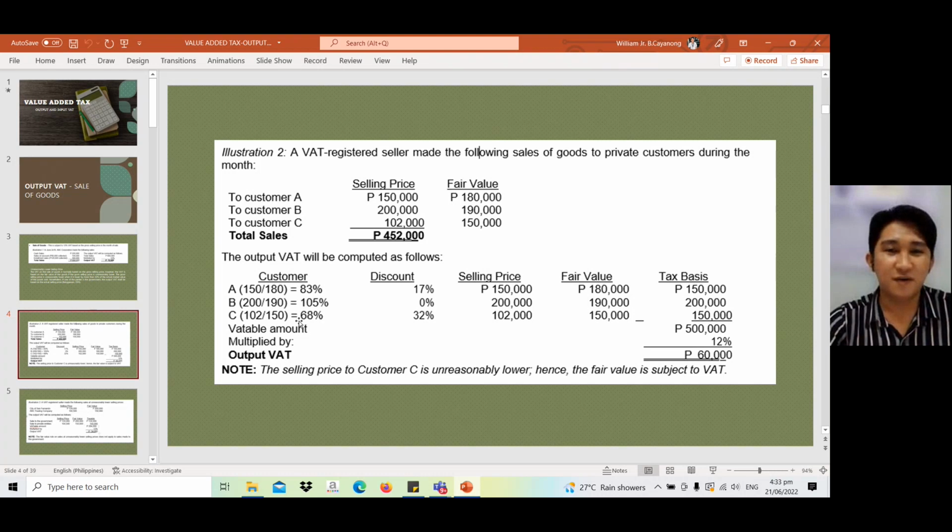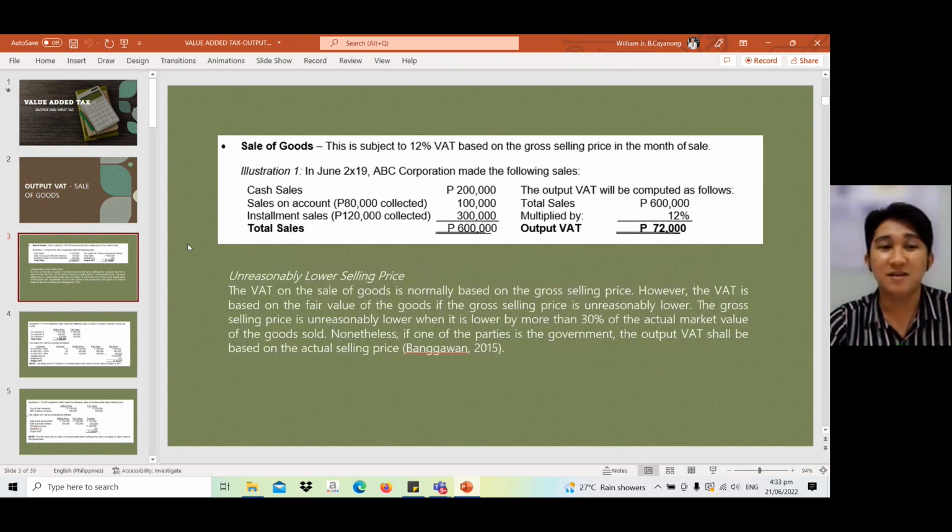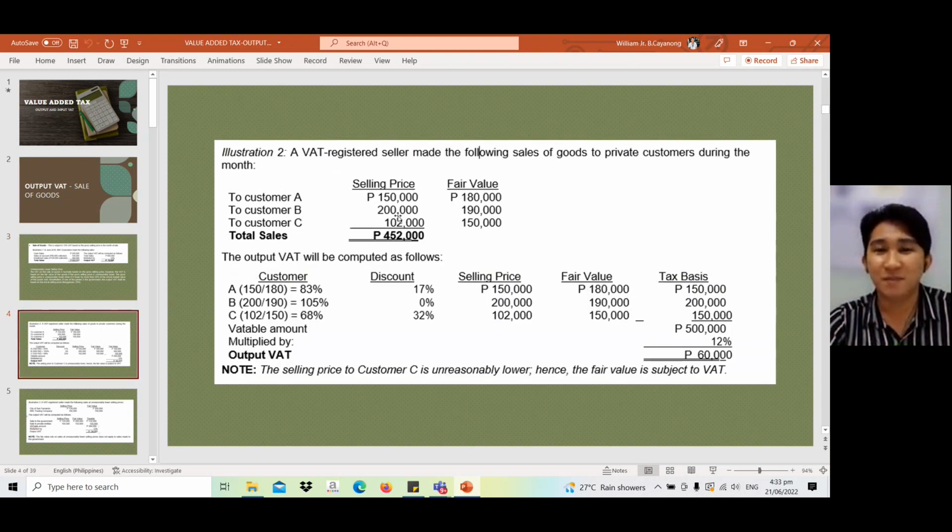Here, 102 over 150, the percentage is only 68%. And the discount is 32%. Sabi natin kanina, if that is unreasonably lower by more than 30%, ang gagamitin po natin is the fair value. Now, unreasonably lower po ito si customer C, kasi more than 30% po ang deficiency niya as compared to its fair value. In fact, 32% ang discount. So therefore, we will not be using the 102,000 as the selling price, but the fair value of 150,000. Sa selling price na 150 versus 180, gagamitin natin si 150 kasi hindi naman siya unreasonably lower. Same goes to customer B na in fact, overpricing pa siya as to the fair value.